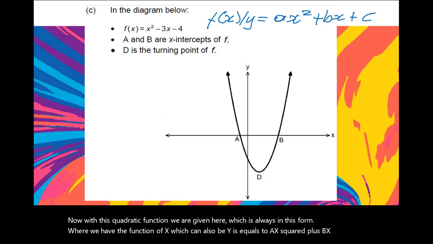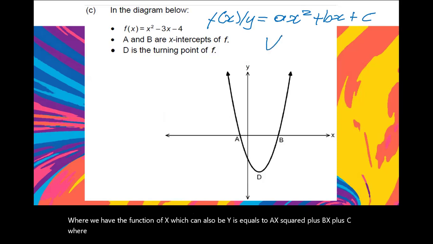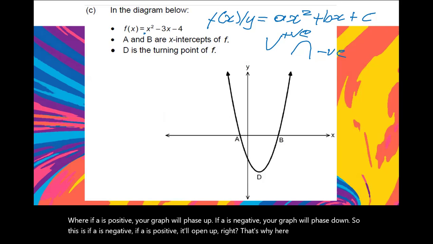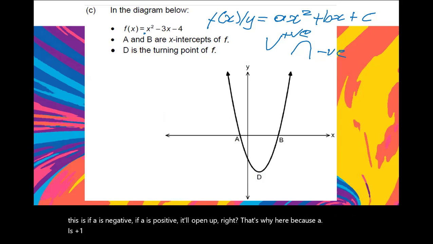c, where if A is positive, your graph will face up. If A is negative, your graph will face down. So this is if A is negative. If A is positive, it'll open up. All right. That's why here, because A is positive 1, our graph is opening up. We say it's concave up.